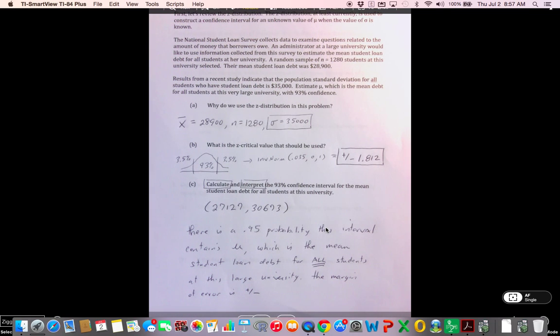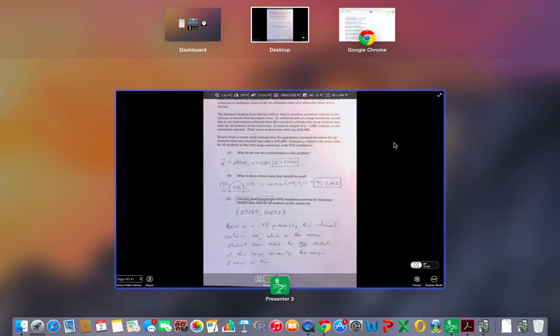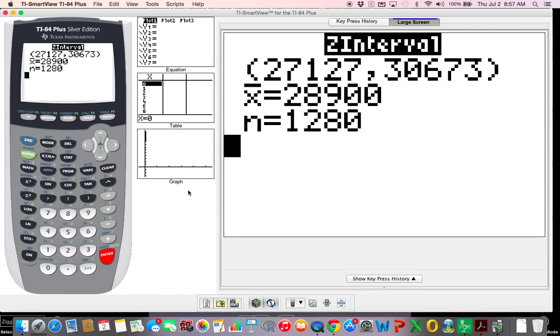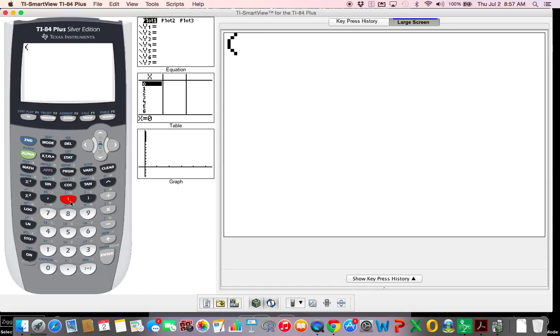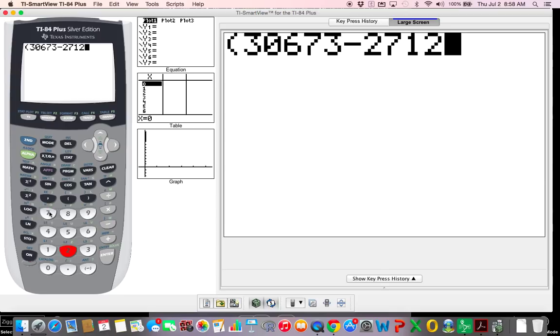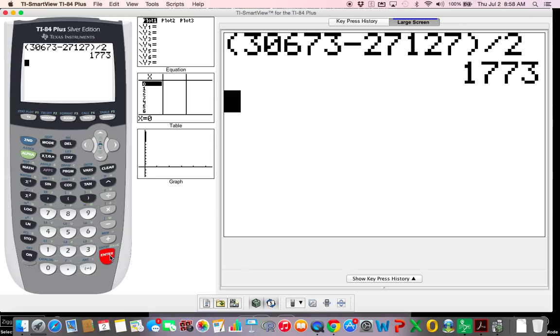Guys, remember margin of error is always plus or minus, and the easiest way to find margin of error is using the divide by 2 method, which is to take the big number minus the small number divided by 2. So let me pop over here and get the calculator. So the big number is 3673 minus the small number, which is 27127. Divided by 2. So 1773.